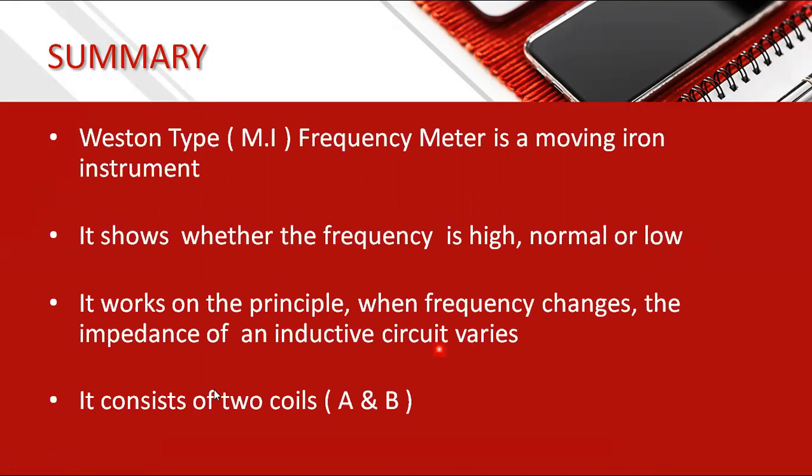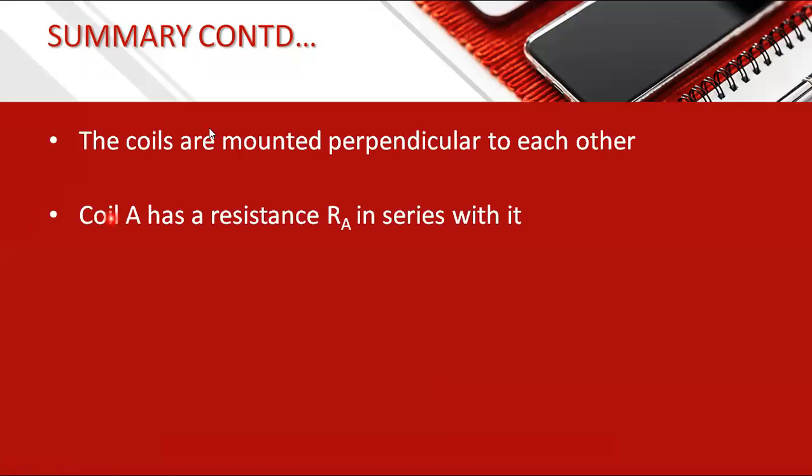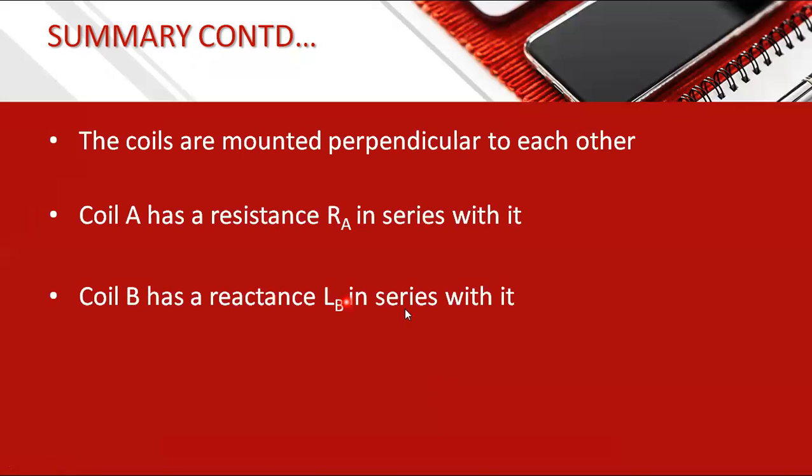Now, the Weston type frequency meter consists of two coils A and B. The coils are mounted perpendicular to each other, and hence the fields produced by the coils are also perpendicular to each other. The coil A has resistance RA in series with it, and coil B has reactance LB in series with it. There is no hardcore rule that it should be the same. You can have it vice versa, but the calibrated scale will indicate in the opposite manner.